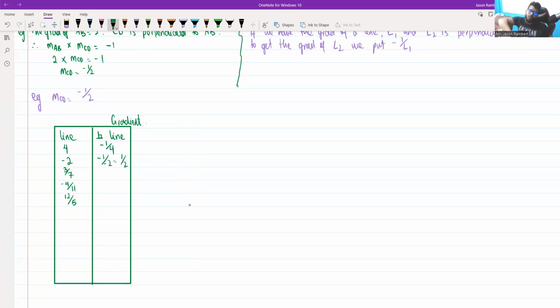Now, when it comes to fractions, this is what I want you all to do. Flip the fraction and put a minus sign in front of it. That's all. So my working is going to be -1 over 3 over 7. Flip the fraction and put a minus sign in front of it. And that's the gradient of the perpendicular line.